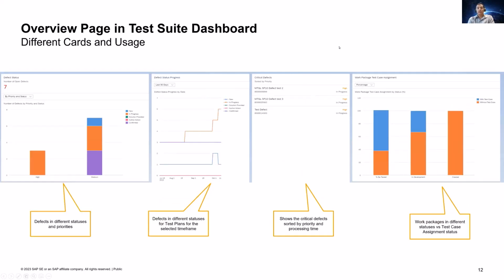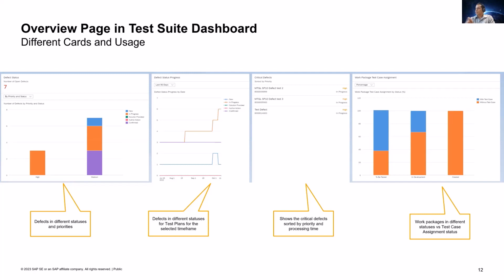Similarly, you can also have a look at the different defect statuses, how their priority has been, how they are progressing, and so on. With that being said, there is the defect status progress, and similar to the test status progress, you can see how the defect statuses have been, whether they have improved or the condition has deteriorated, and whether you require some action based on these cards. Critical defects gives you the priority and the processing time of each of these defects, and we call for an insight to action over here as well, where the defects that require the highest attention are always sorted and presented to you so that you can take action.